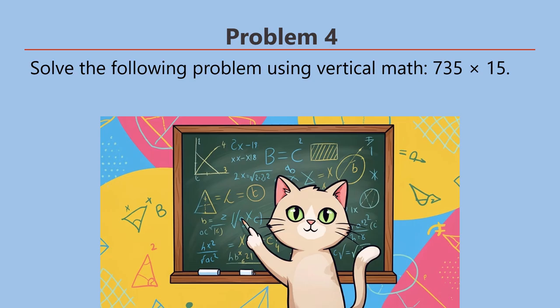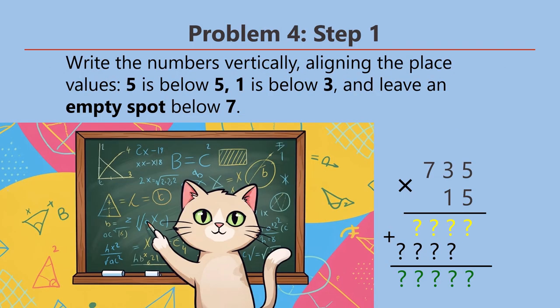Problem 4. Solve the following problem using vertical math, 735 times 15. Step 1. Write the numbers vertically, aligning the place values. 5 is below 5, 1 is below 3, and leave an empty spot below 7.